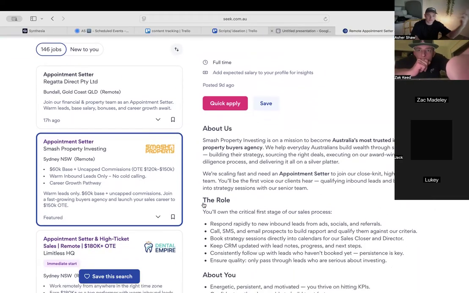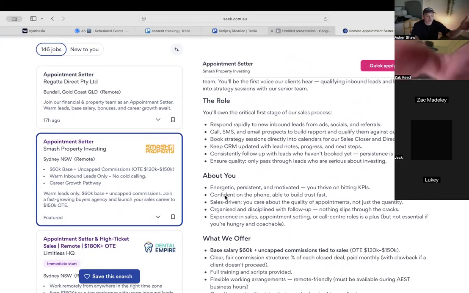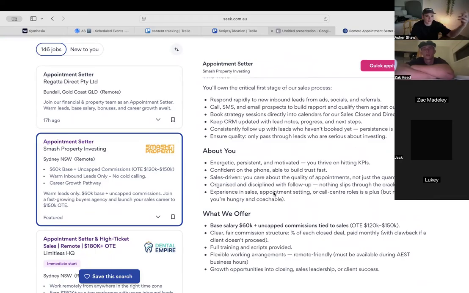But this one here, even though it does say outbound call center, it's still saying no cold calling. So this one's perfect. But also here, what they want is persistence, motivation. You thrive with hitting KPIs, confident on the phone, able to build trust fast, sales driven. So even these ones here, they don't need full experience. You just need to have experience in sales.